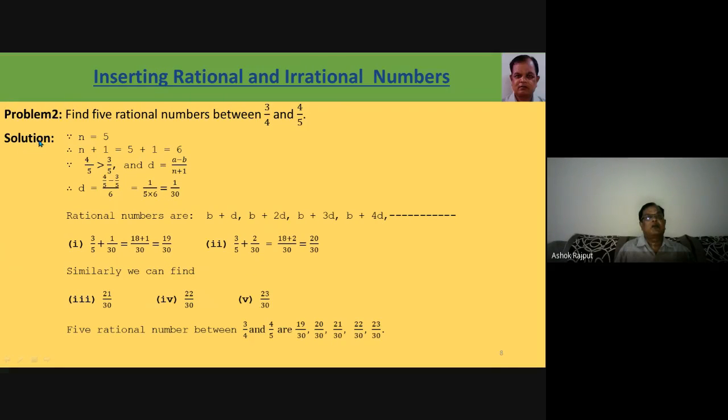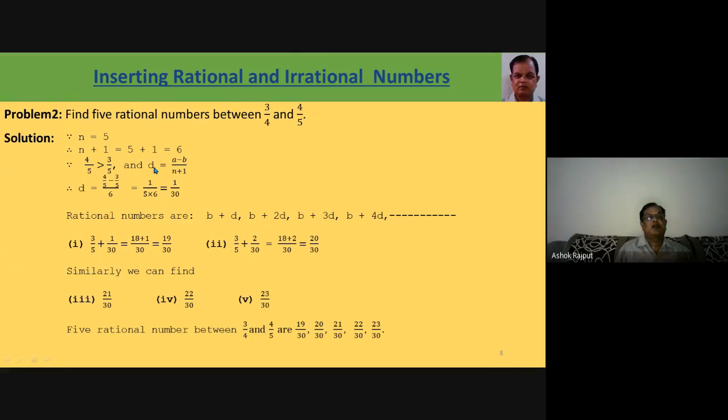Now we are going to the next problem, where we want to find many rational numbers between the given rational numbers: find 5 rational numbers between 3 by 5 and 4 by 5. Here 5 is given, it means n equals 5. First we find n plus 1, it is 6. 5 plus 1 equals 6. Then we compare the numbers. 4 by 5 is greater than 3 by 5. Here the smaller number is 3 by 5.